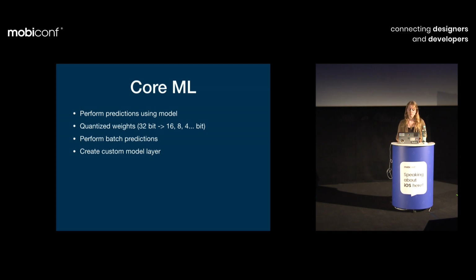It can also perform batch predictions now. So instead of just performing one prediction, you can batch them together. And then you can also create custom model layers. So in the past, CoreML didn't support every layer that could come from a trained model that you trained elsewhere, and now it supports any kind of layer.